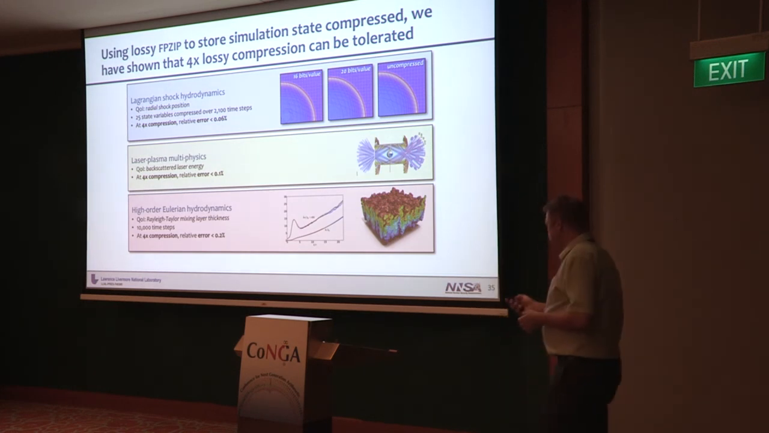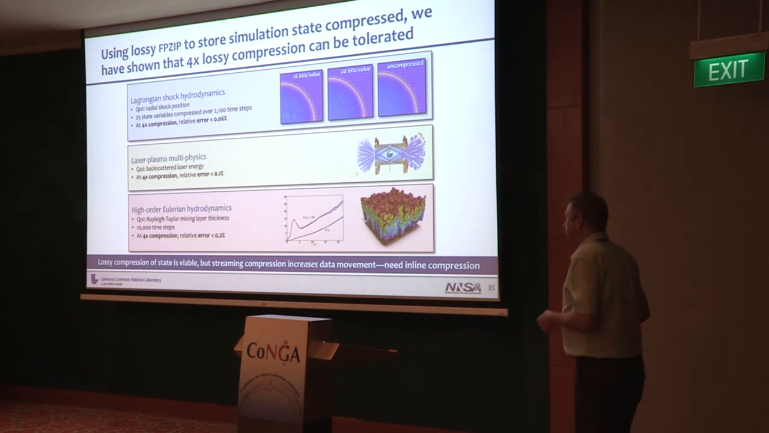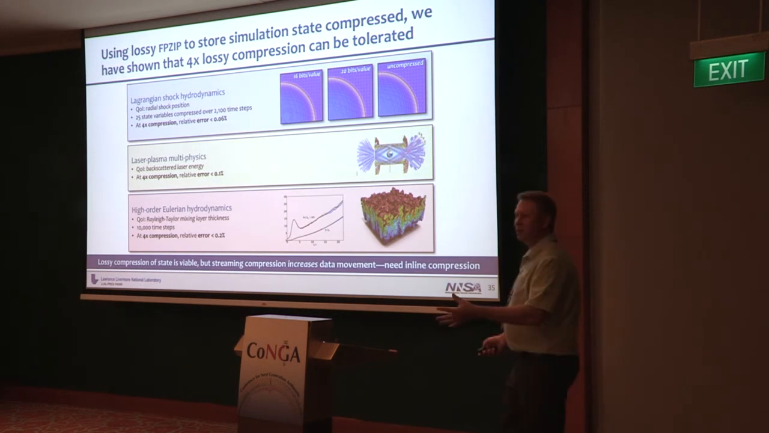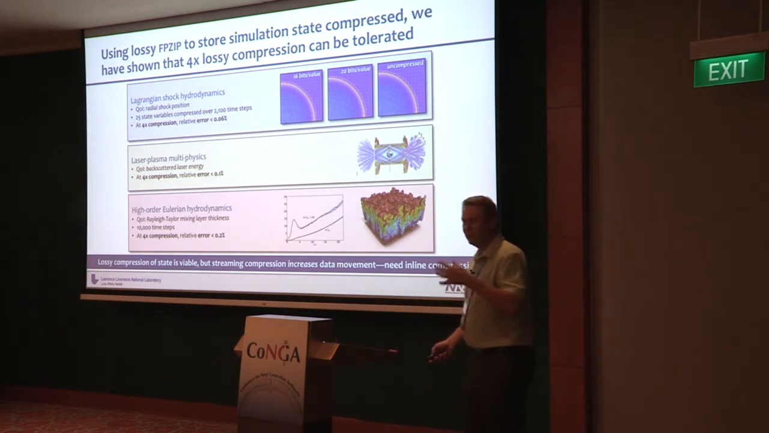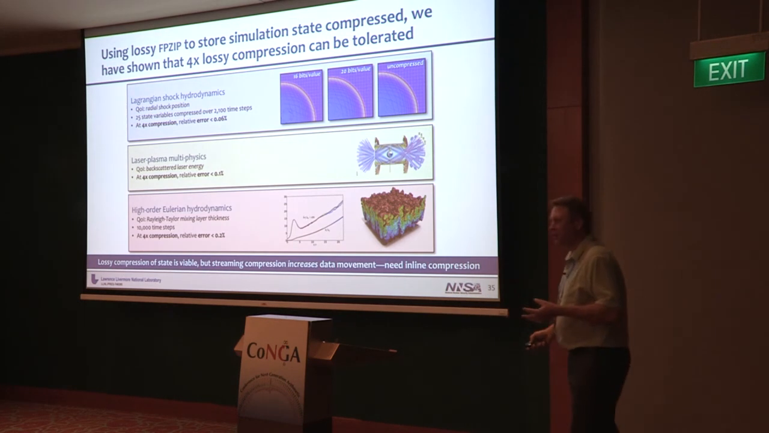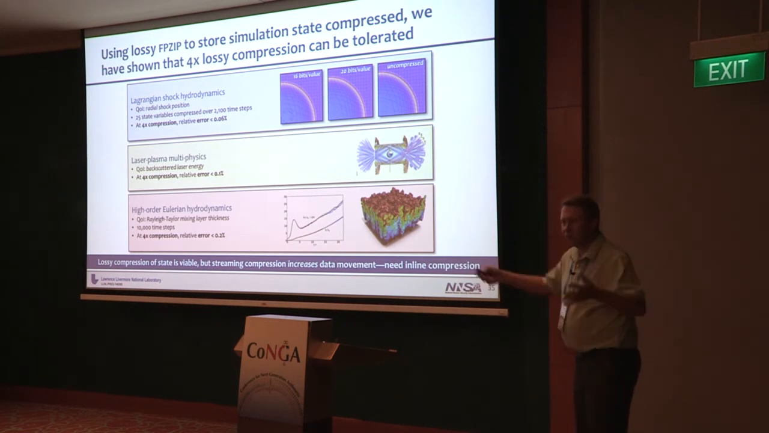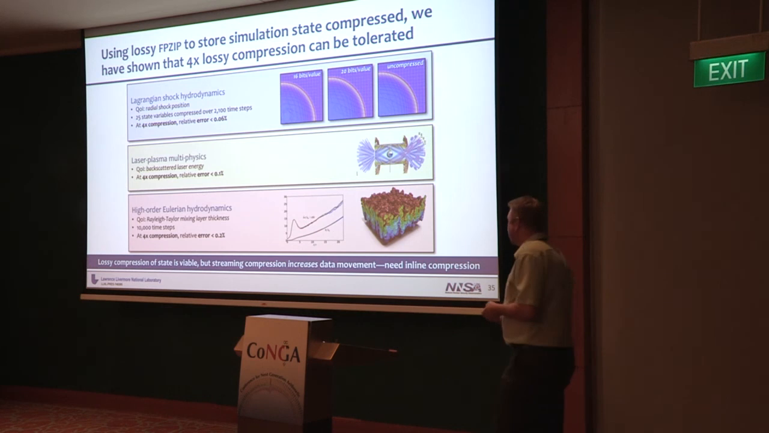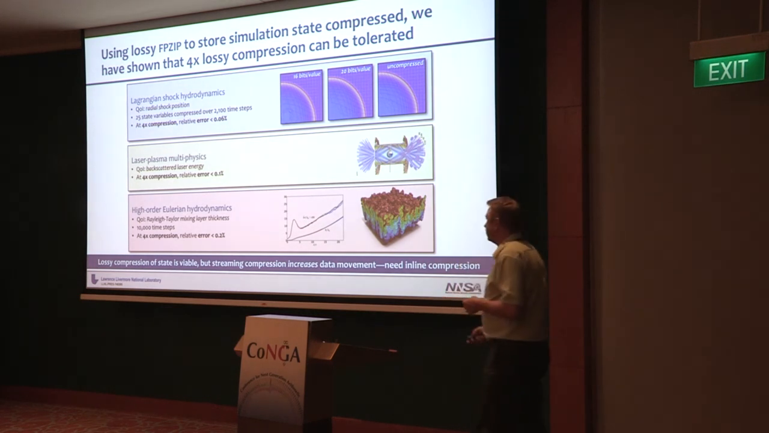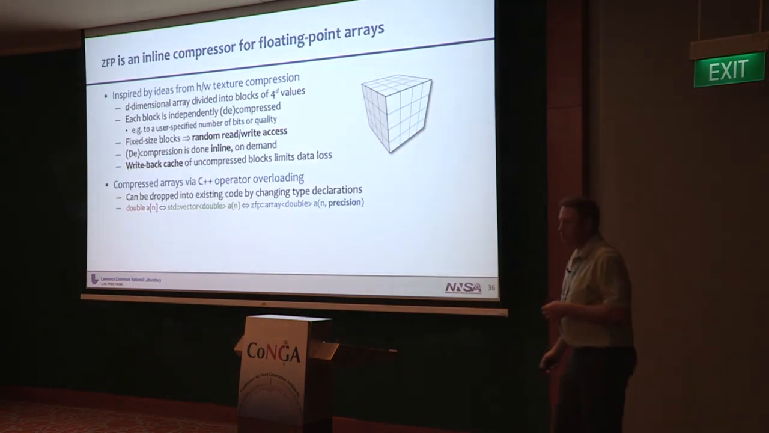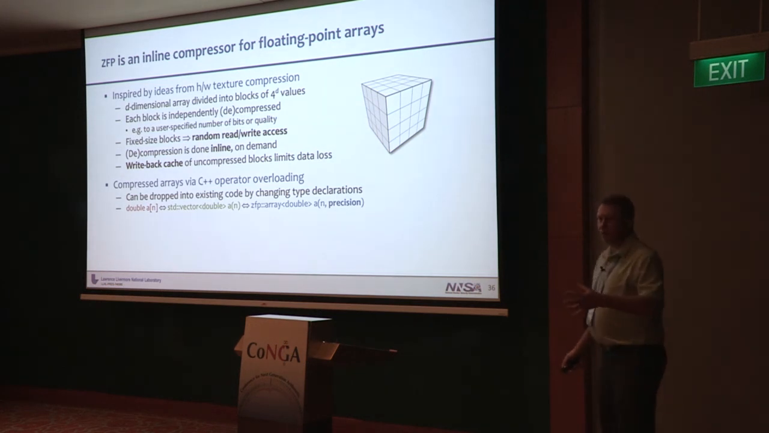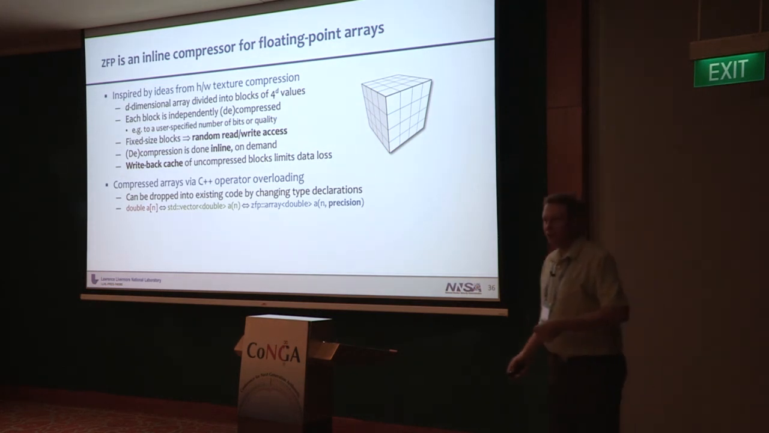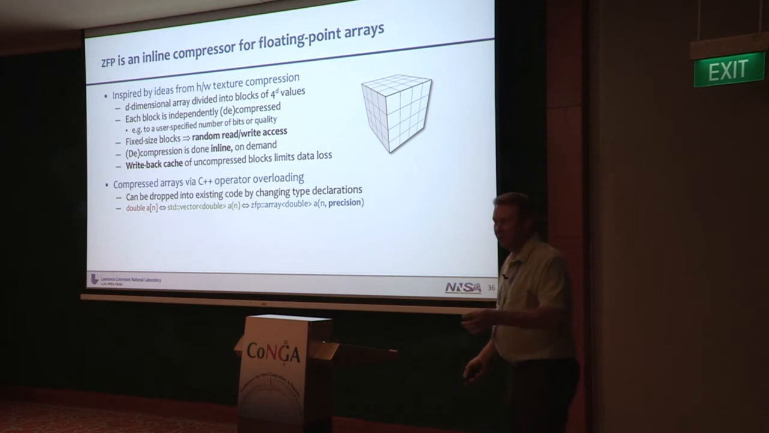But the problem with this is that the way we implemented things, we actually increased data movement instead of decreasing it. We did the things that the simulation normally does, plus we added compression and decompression on top of that. So really what we need is inline compression, where the compression happens on demand, on the fly. As you access the data, you decompress small chunks of it, bring it into cache, and operate on it. And when you're done with it, it gets written back to memory.